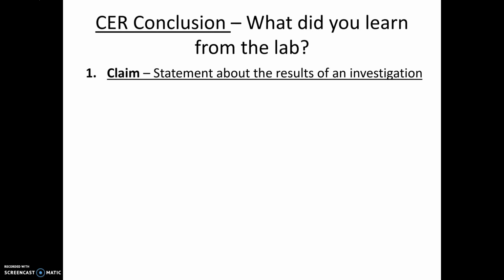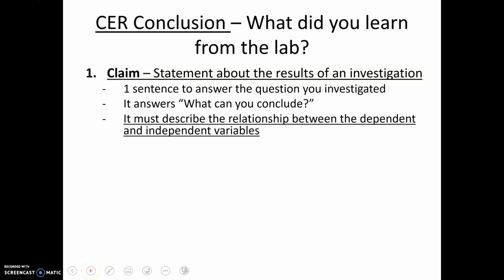So our claim is the statement about the results of the investigation. So a claim here is going to be one sentence that answers the question that we were investigating. It concludes all the stuff that we've been talking about, and most important here is the relationship between our dependent and independent variables. So when we write our claim, it's just one sentence that really sums it all up. So sums up what the experiment was about and what we saw with our results.